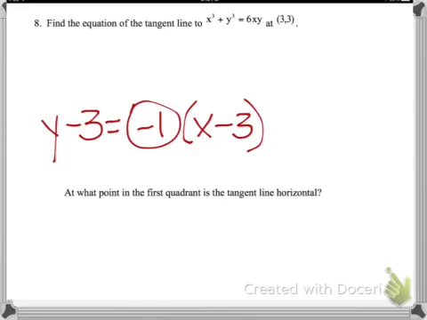Okay, and then this last part I'm going to do tomorrow in class. So just come in, we'll go over this last question. At what point in the first quadrant is the tangent line horizontal? You should be able to answer that, what you're going to do, but I'm going to do the actual algebra tomorrow in class.